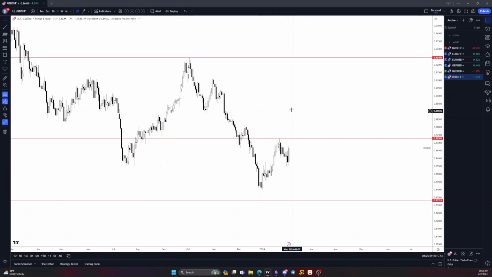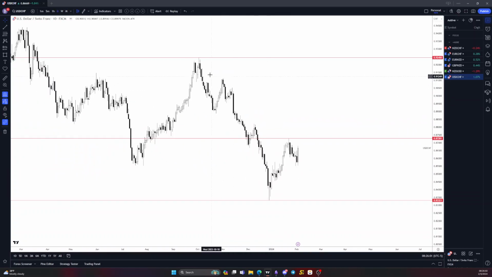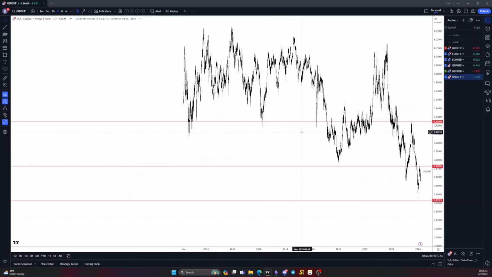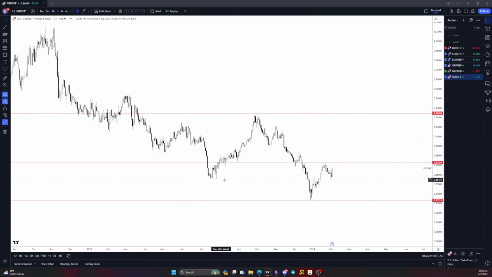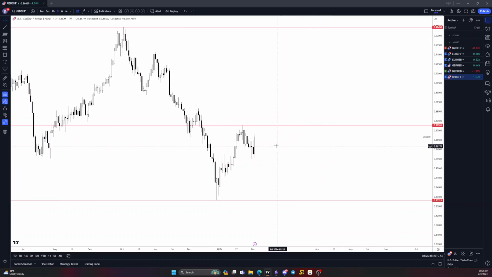Gonna go down to the daily time frame. On the daily time frame, we can see that we were in a downtrend, and technically still in a downtrend. It hasn't broken this previous high yet. However, we have reached all-time lows. Not on here, we have reached lows recently, but I know on several Swiss pairs we've reached all-time lows, so I'm looking for a reversal here.